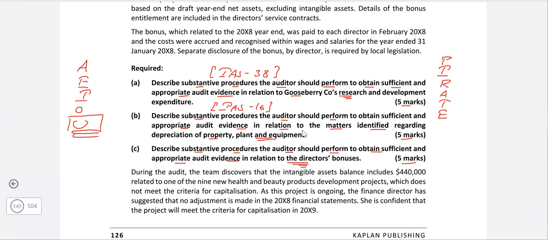Recalculation. Recalculate the figure based on the management estimate, recalculate the figure based on the management's calculation, and then agree the figure within the profit or loss or within the financial statement. So the first procedure is going to be the recalculation. I'm starting with the easiest one. Always remember in the exam that you can first write the easiest, because there's no sequence required in the exam.